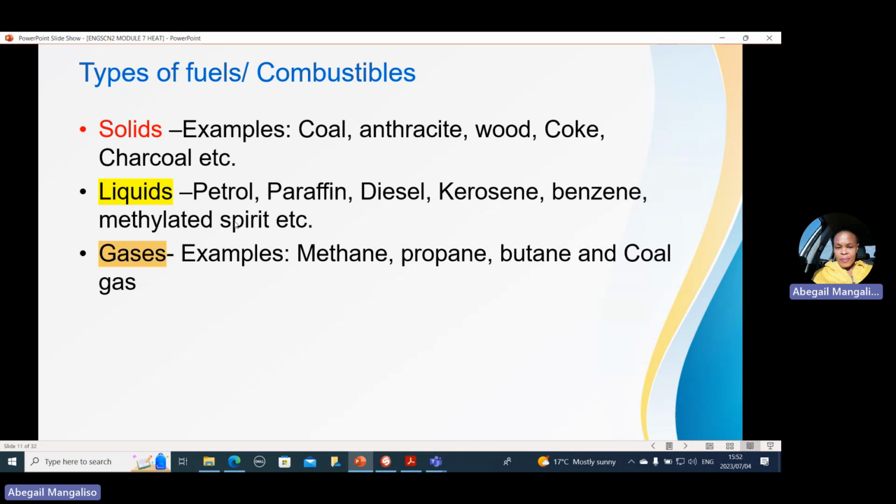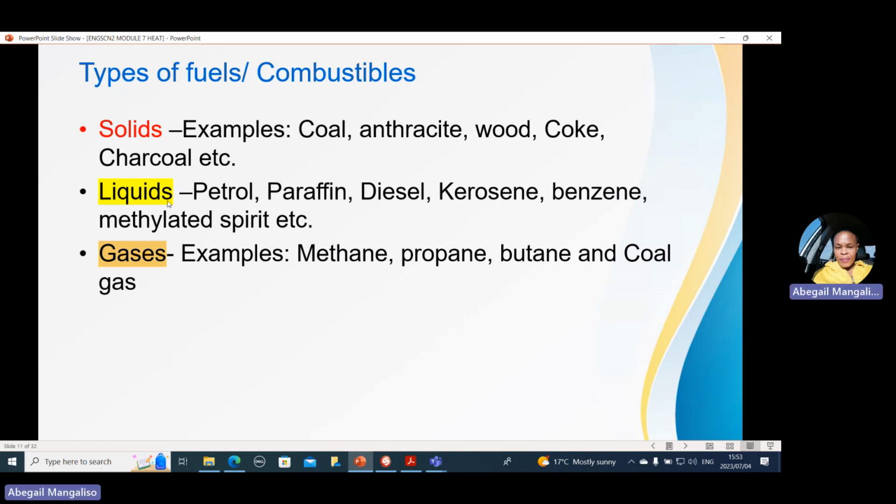Types of fuel or types of combustibles. They like to ask this question in exams: give 3 types of combustibles and give an example of each. A fuel is combustible when it reacts with oxygen, and there will be combustion. Fuel can be a solid, a liquid, or a gas. Examples of solids are coal, anthracite, wood, coke, charcoal, etc.